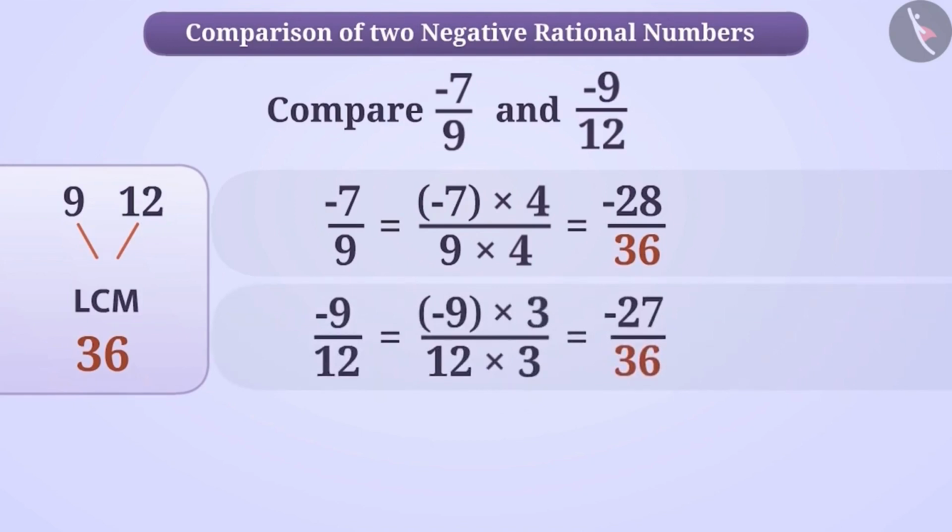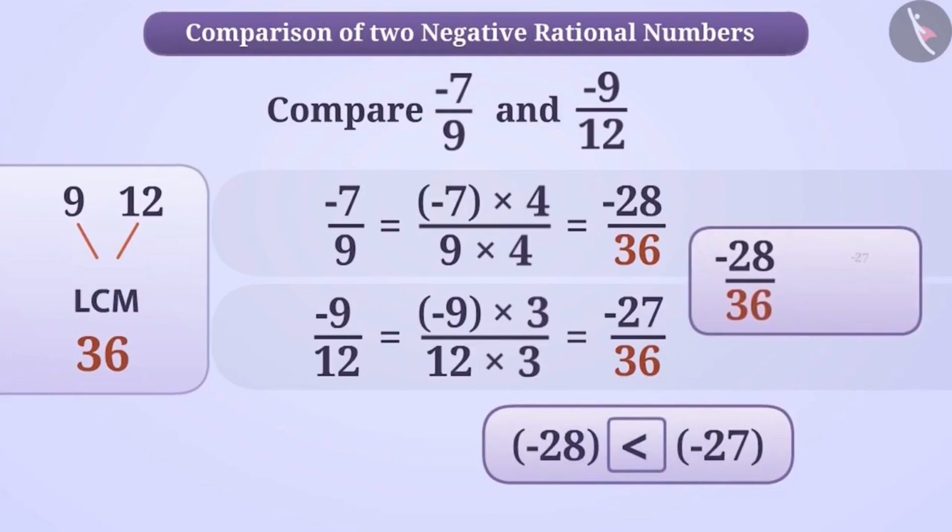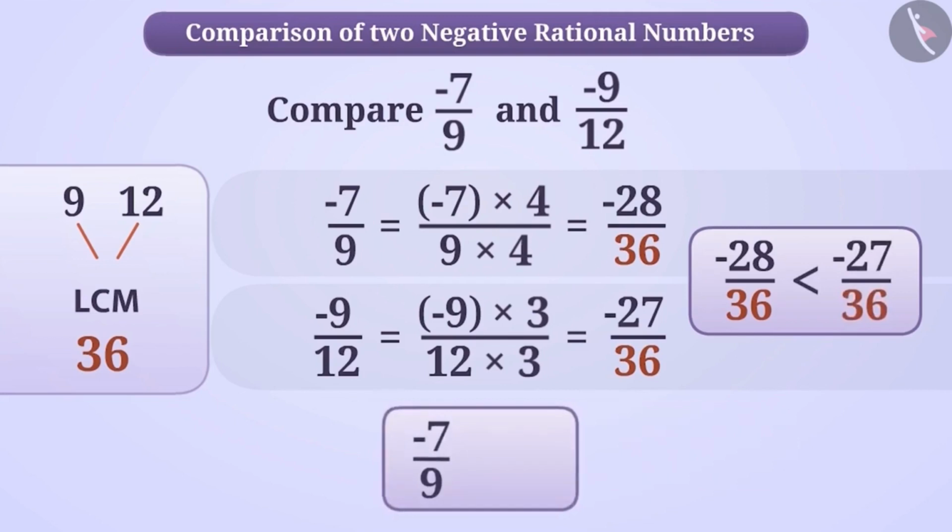After making the denominators equal, one numerator is minus 28 and the other is minus 27. Both are integers. When we compare two negative integers, then the integer whose value is greater without a negative sign, its value becomes smaller with the sign. That means minus 28 is lesser than minus 27, or minus 28 by 36 is lesser than minus 27 by 36, or minus 7 by 9 is lesser than minus 9 by 12.